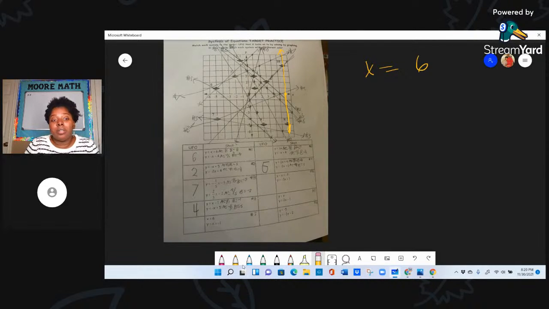It's just a horizontal line for number 5. Okay, 5 is just a horizontal line for x equals 6. So you can see what it hits.